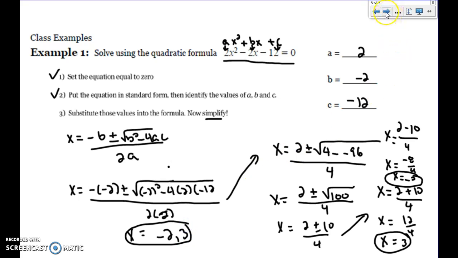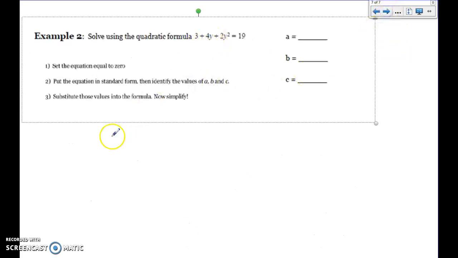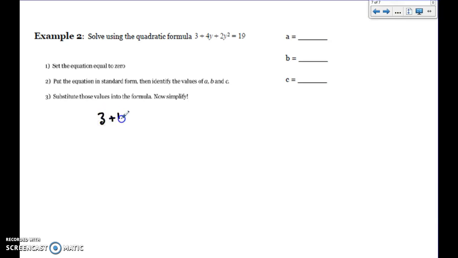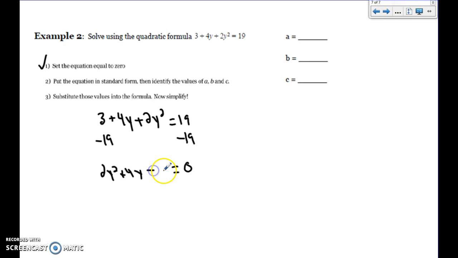Okay, so let's look at another example. In this case, I have 3 plus 4y plus 2y squared equals 19. One side has to be equal to 0, so I'm going to subtract 19. Now, after I do that, I want to put it in standard form because I have 0 on this side: 2y squared is my leading term, plus 4y minus 16. So step 2 is almost done because I have to find out what a, b, and c are: 2, 4, and negative 16.